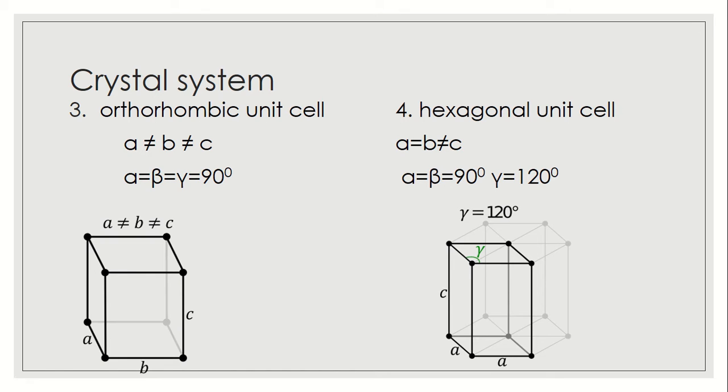Coming to the fourth type of crystal system, which is the hexagonal unit cell. Here you can notice that A is equal to B, but it is not equal to C. And one more thing you can notice here, alpha and beta are 90 degrees, whereas gamma is 120 degrees.